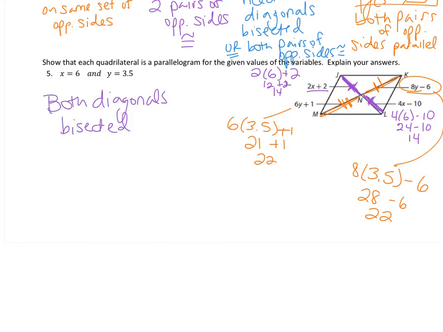Because we know that both diagonals are bisected, this implies that JKLM is a parallelogram.